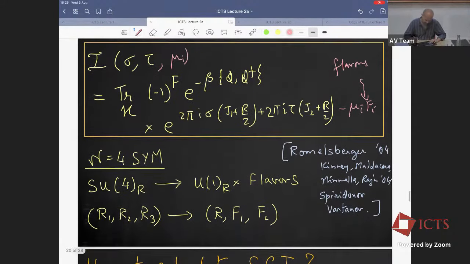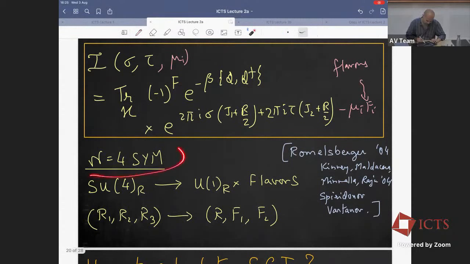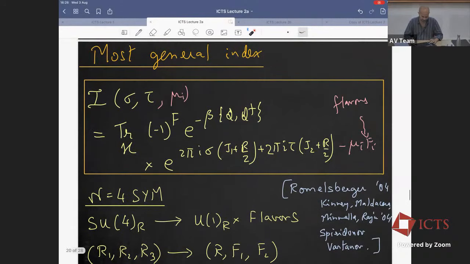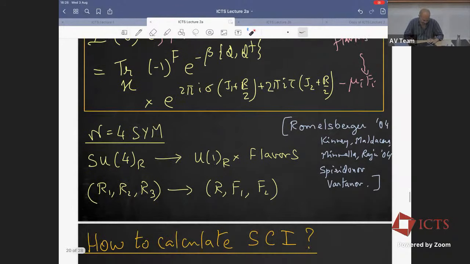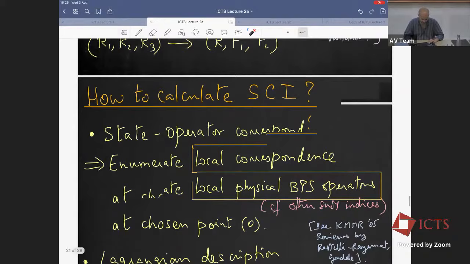If you want to look at the N equal to 4 super Yang-Mills problem, that has an SU(4)_R symmetry. So you write that in N equal to 1 language, you'll have U(1) times flavors, so that you can call some combination of this R that we have, and then this F1 and F2. Okay. So I won't do that today. All right. So that was a brief review.